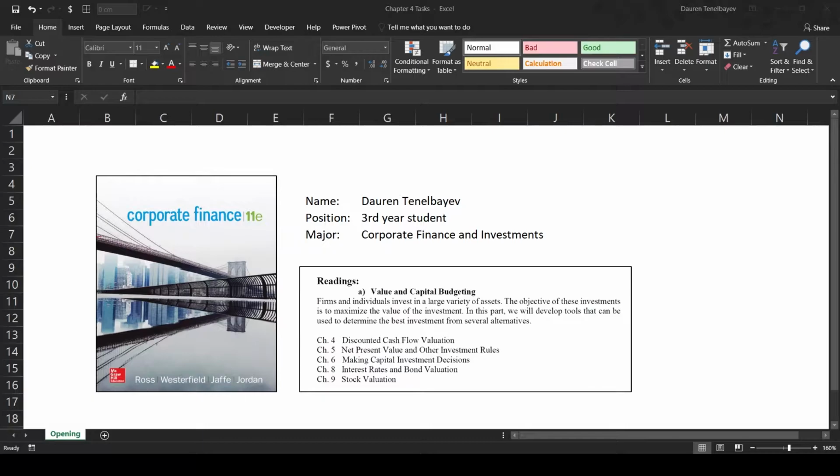Before I start, let me introduce myself a little bit. My name is Dorian Tenelbayev and I'm from Kazakhstan. Currently, I'm a third year student and my major is corporate finance and investments. With that all, I will begin from the first topic in the syllabus, which is discounted cash flow valuation. So let's get started.